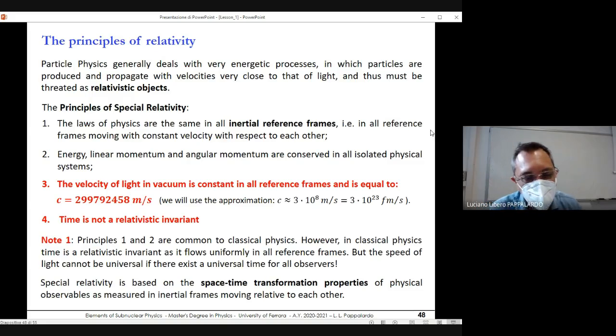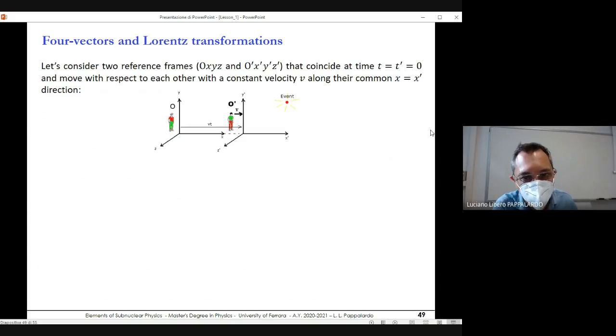Special relativity is based on the space-time transformation properties of physical observables as measured in inertial frames moving relative to each other. So let me start drawing two of these frames. Let's consider two reference frames, O x y z and O prime x prime y prime z prime. And we suppose, for simplicity, they coincide at time t equals t prime equals 0. Okay, so they are just overlaid at time 0.